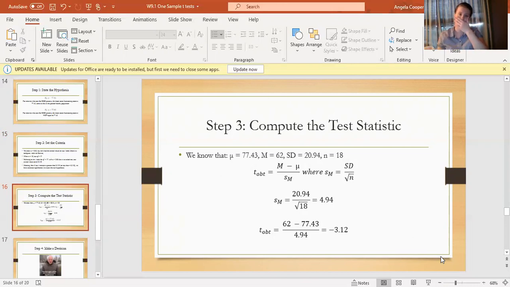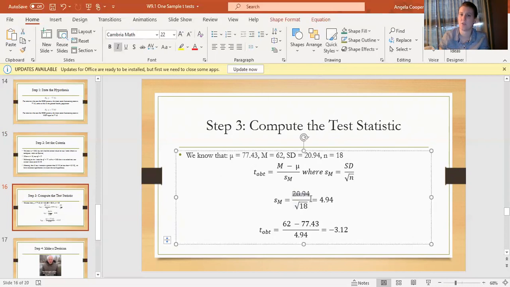So let's get it. It's similar to the z-test and the z-statistic, where we have to calculate the standard error first, although here it is the estimated standard error. So we take our sample standard deviation of 20.94 and divide it by the square root of sample size. I've done that math for you. Once you do that calculation, it equals 4.94. We take the square root of 18 and whatever that turns out to be, 20.94 divided by that number. So the estimated standard error is 4.94. Cool. So that is that part.